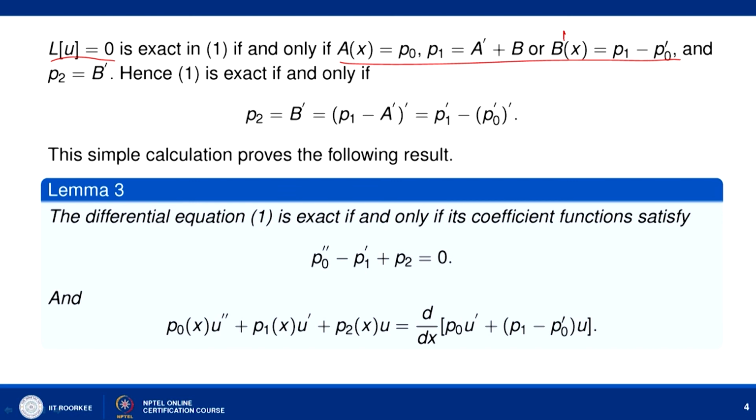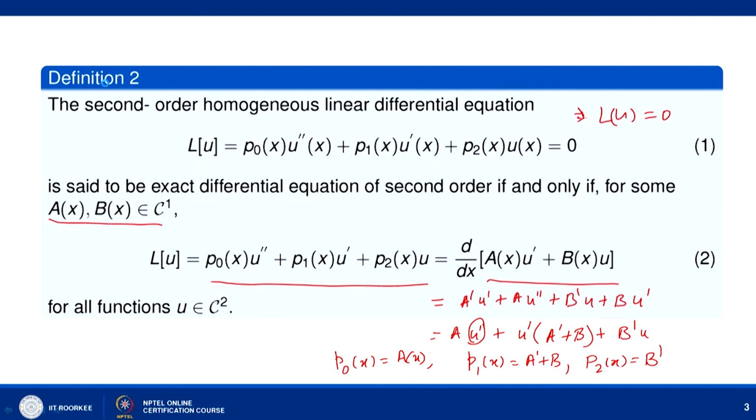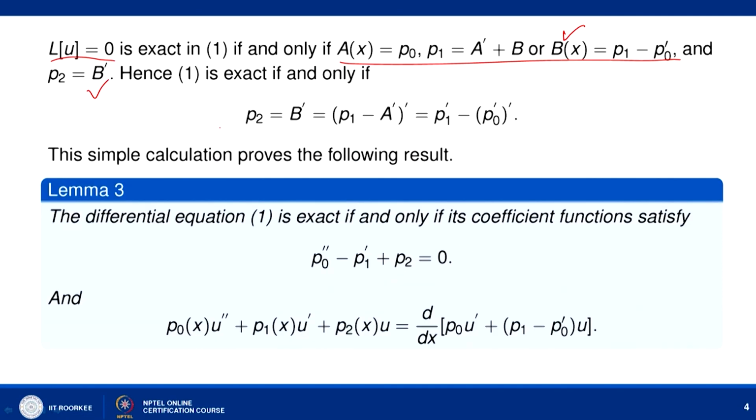So, using the values of b x and b dash, we can say that the previous equation L u equal to 0 is exact provided we have p2 equal to b dash. Now, b is p1 minus p naught dash, p1 minus p naught dash. Now, p naught is what?